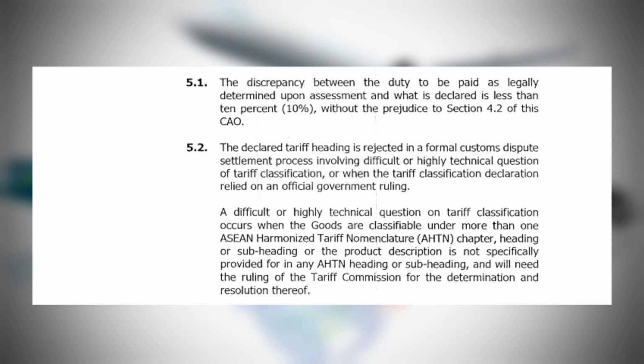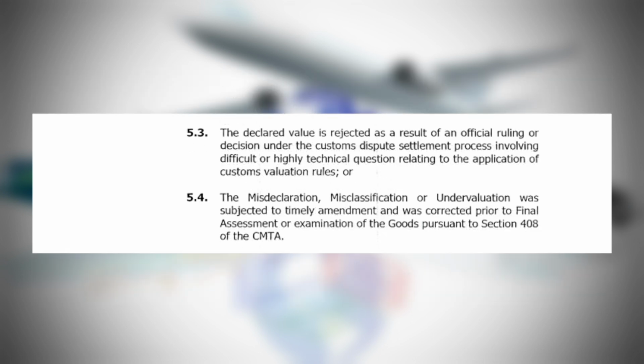A difficult or highly technical question on tariff classification occurs when the goods are classifiable under more than one ASEAN Harmonized Tariff Nomenclature, AHTN, chapter, heading or subheading, or the product description is not specifically provided for in any AHTN heading or subheading, and will need the ruling of the Tariff Commission for the determination and resolution thereof. 5.3 The declared value is rejected as a result of an official ruling or decision under the customs dispute settlement process involving a difficult or highly technical question relating to the application of customs valuation rules, or 5.4 The misdeclaration, misclassification, or undervaluation was subjected to timely amendment, and was corrected prior to final assessment or examination of the goods pursuant to Section 408 of the CMTA.